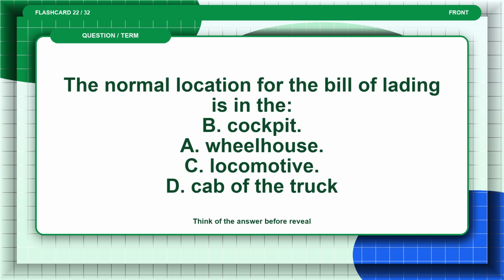Flashcard 22. The normal location for the bill of lading is in the A. Wheelhouse, B. Cockpit, C. Locomotive, D. Cab of the truck. Think of the answer before the reveal.